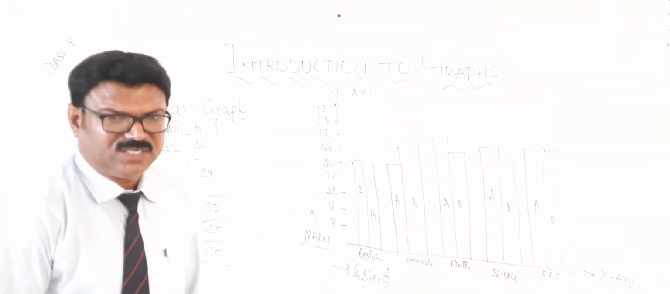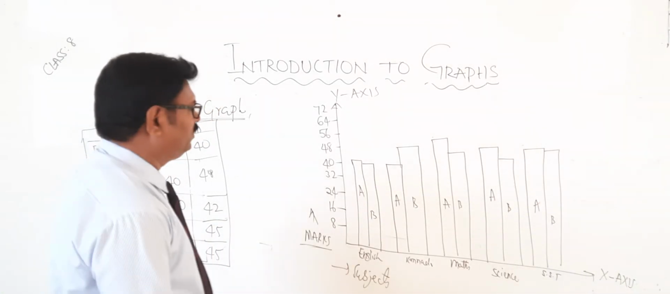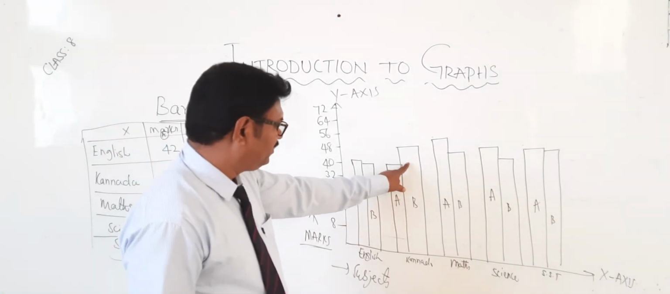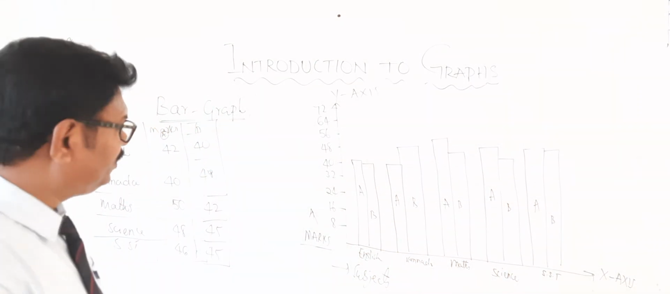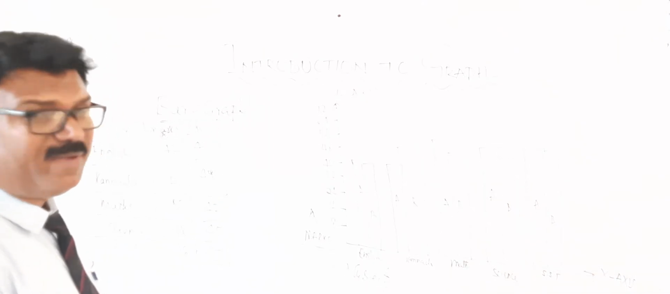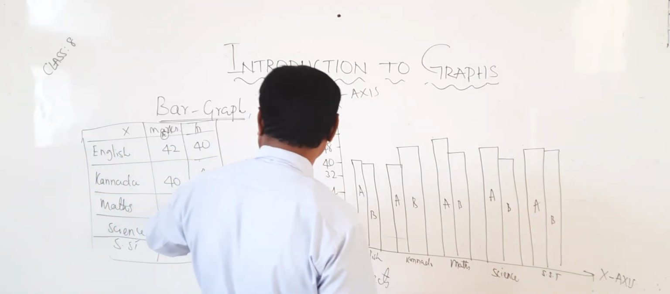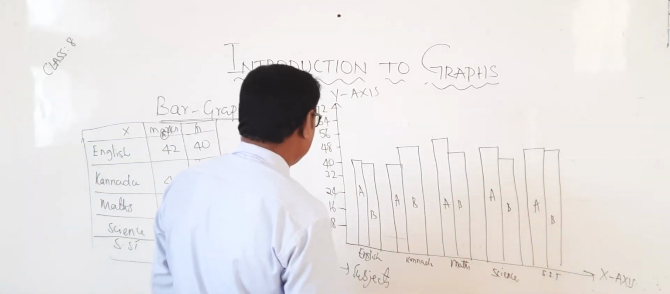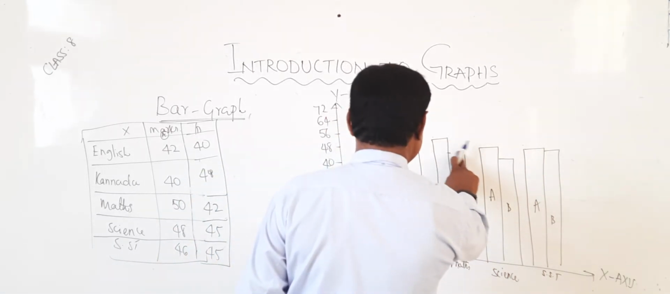In which subject B is scored more than A? You can see this. Yes, he scored more in Kannada. Okay na? Yes. Next. In which subject B scored maximum marks? Yes, maximum marks is 48. That is in Kannada. Okay na? This is 50, sorry. 42. Okay.